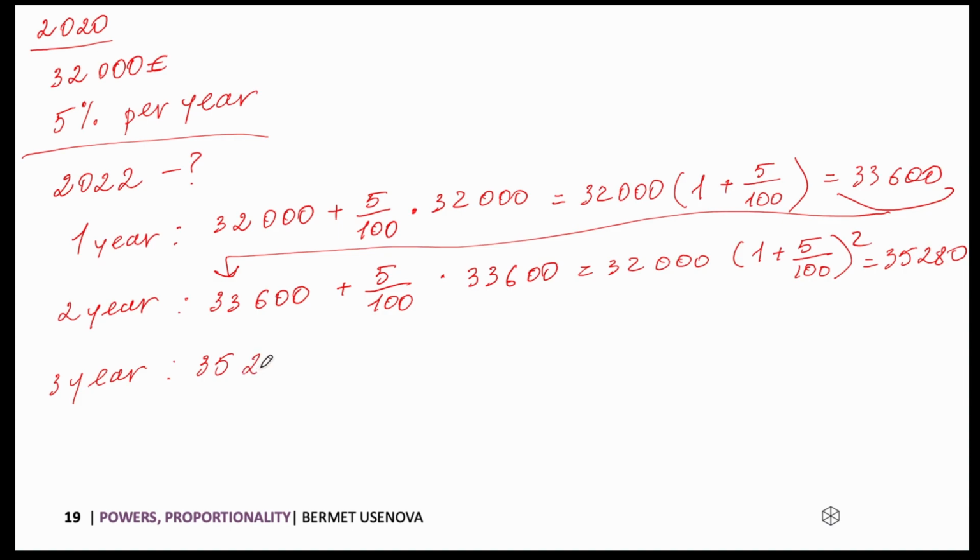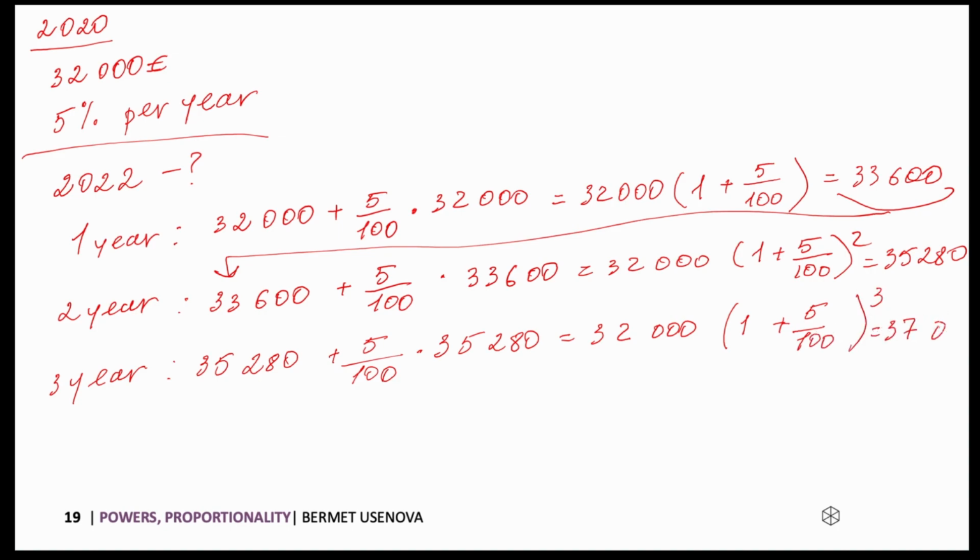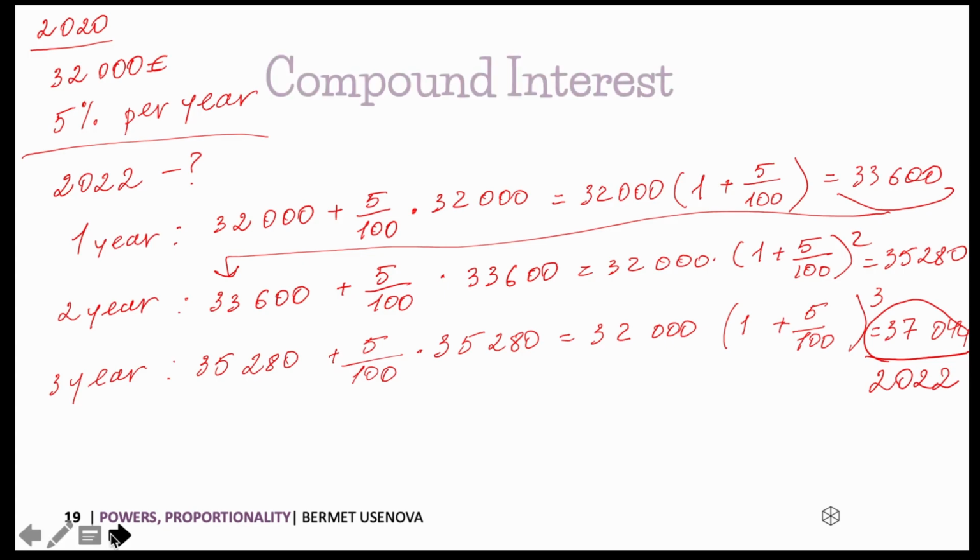you will have 35,280 plus the interest of 5% calculated on this amount, which we can also rewrite as the following. And finally, we get 37,044 euros by the end of 2022. So this is called compound interest.